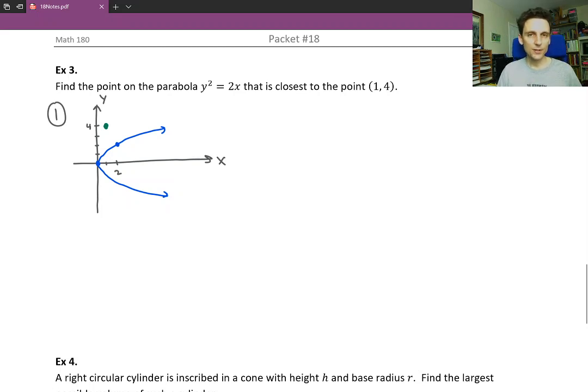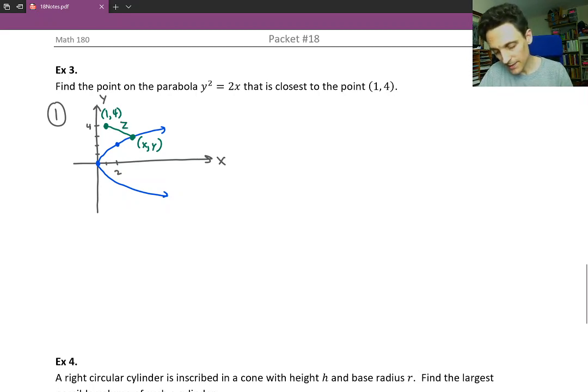But let's draw a picture of just (1, 4) to any arbitrary point on the parabola. I'm just going to pick another point in the parabola, let's say right here. And we're going to think about the distance between those 2 points, between (1, 4) and (x, y), where (x, y) is any point in the parabola. Let's call that distance z, because we already used up x and y.